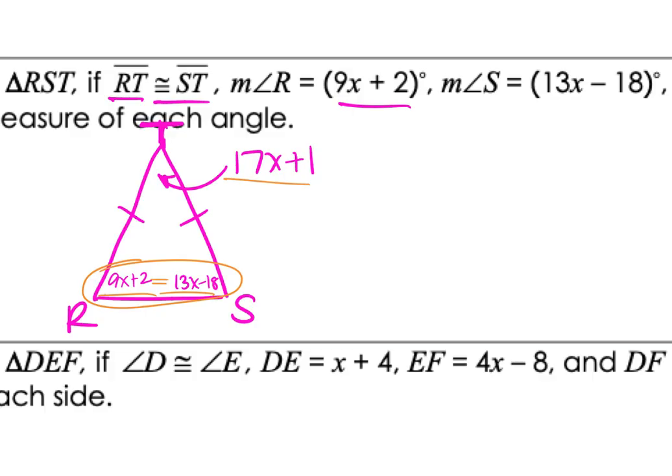So you're going to take away the 9x. You get 4x, add the 18. So you get 20, and then divide by 4. So x is going to be 5.